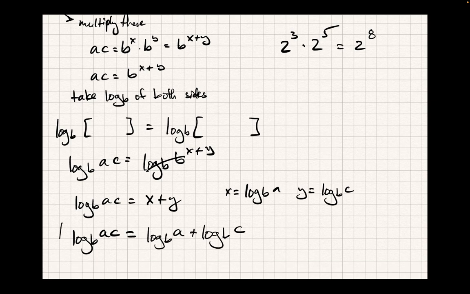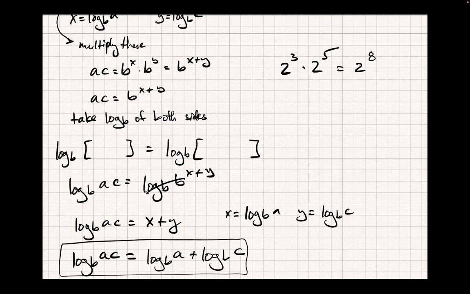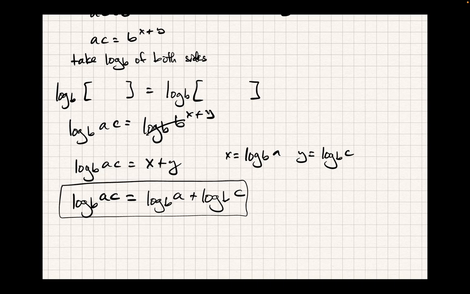This is a property of logarithms, and it comes because when you multiplied your exponents together, that multiplication got converted to addition. This happens in the log world as well. This is log b of ac equals log b of a plus log b of c. This multiplication here gets converted to this addition. That is a property of logs. We did it!